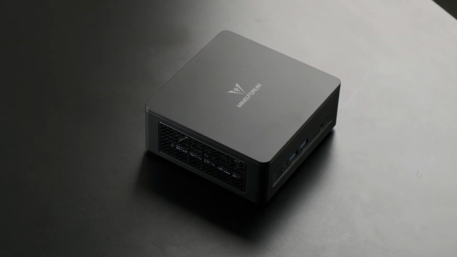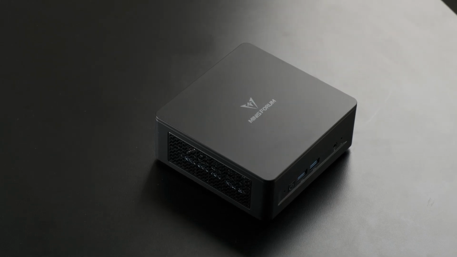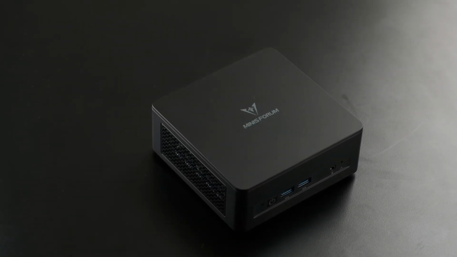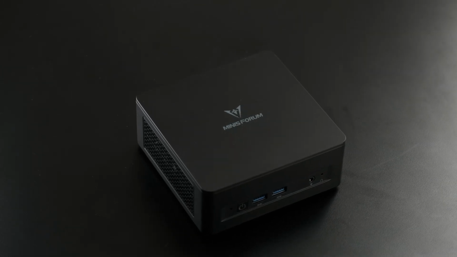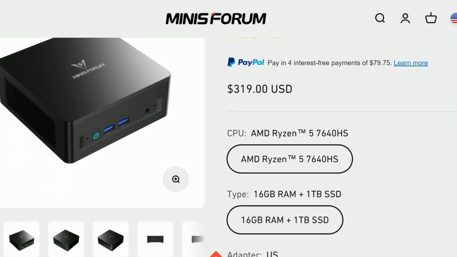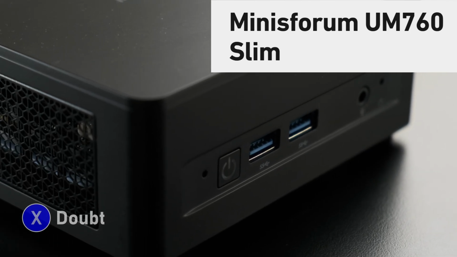For anyone who isn't looking for bleeding-edge technology and just wants a good performance mini PC for a reasonable price, the Ryzen 7000-powered MinisForum UM760 might fit the bill. One question, though. Do I have to call it the Slim?